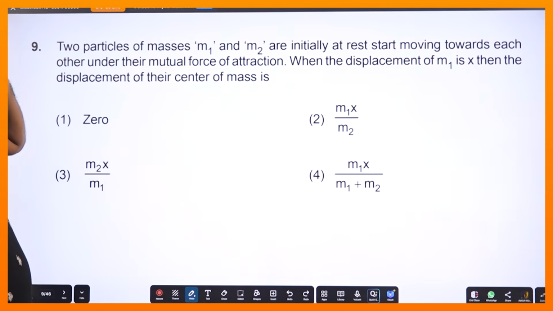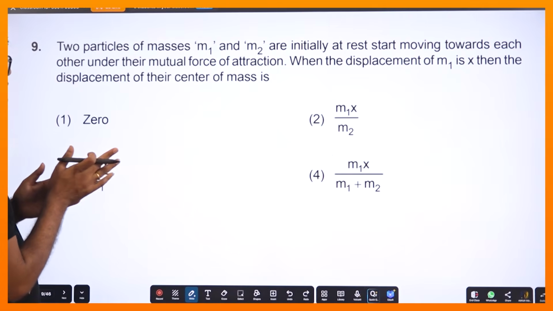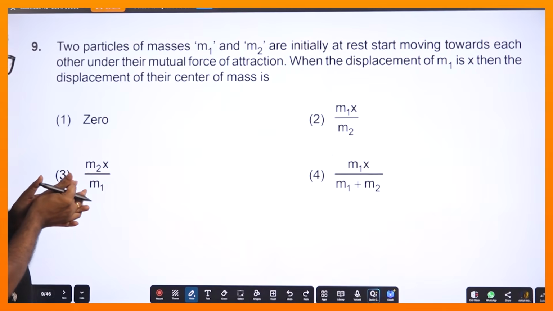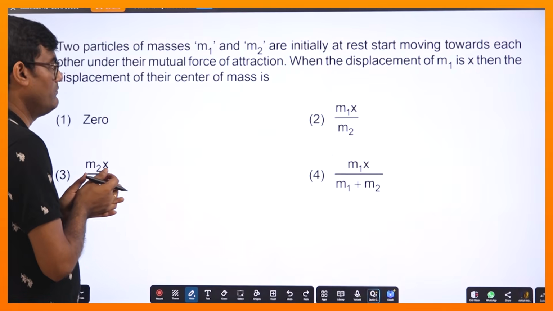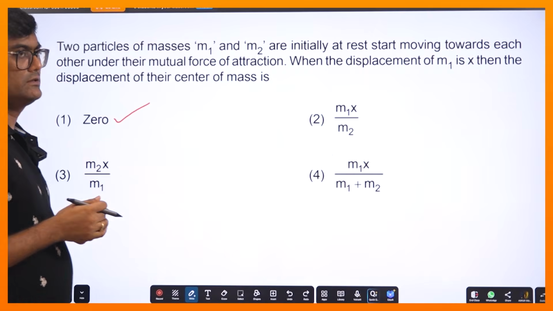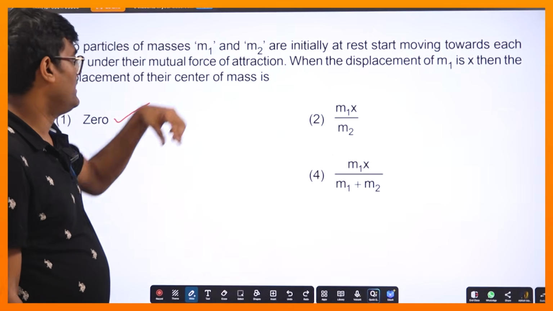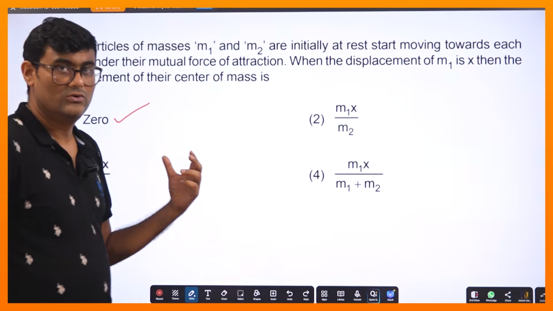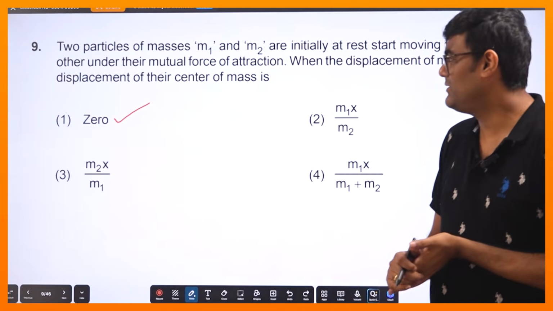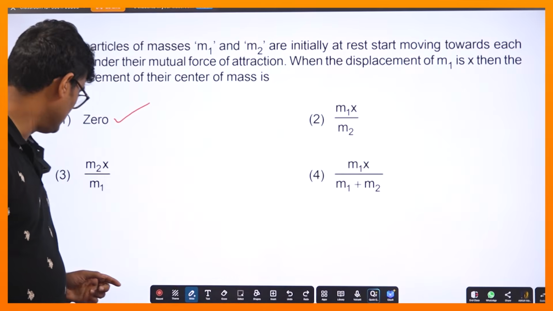Two particles are initially at rest, and start moving towards each other under mutual force. When the displacement of M1 is x, what is the displacement of their center of mass? Okay, center of mass will not move because they are moving due to their mutual attraction force, and there is no external force on the system. So that is why the center of mass will have zero displacement. Option 1 is a very obvious choice for this question.